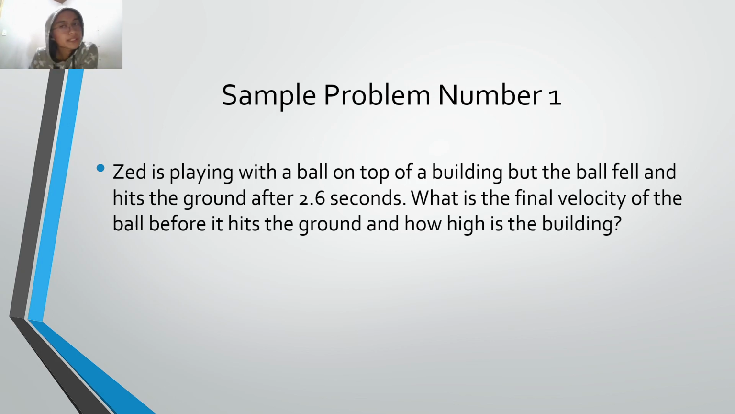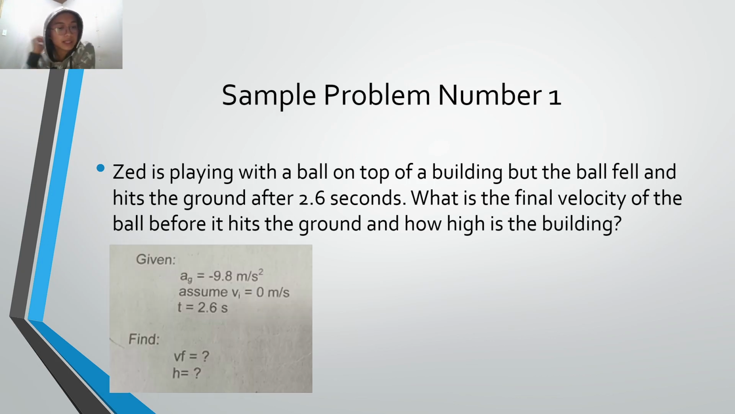So after 2.6 seconds daw, igo ang bola sa ground. So unsa yung final velocity before ni igo sa ground? Kaya pag igo ni sa ground, automatic 0. Ug unsa kataas ang building. So of course, ara na ang given. So a, acceleration due to gravity is equals to negative 9.8 meters per second squared.